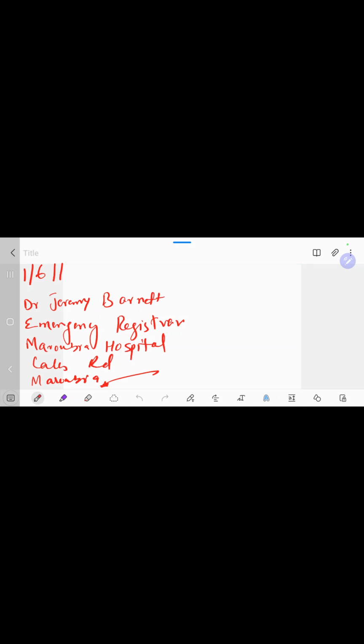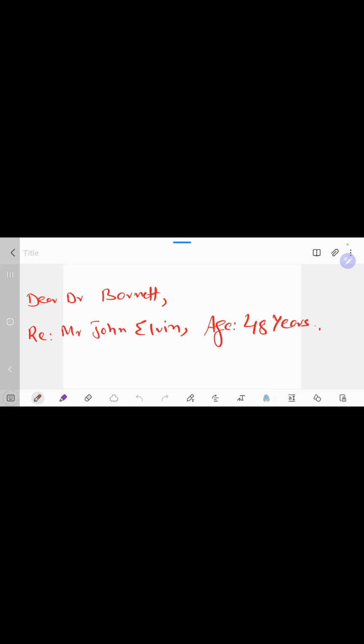So, the date on which we are writing this letter, name of the recipient, designation, hospital address, street or address, and so on. Afterward, leave one line, and then we can write down, dear Dr. Barnett, second name. Put comma, and then leaving one line, we can write down regarding patient name Mr. John Alvin. Put comma, and his age, let's say 48 years. You can write it down, right? No comma, no full stop.